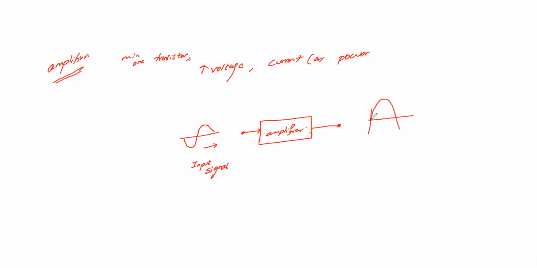When you apply an input signal with respect to the power supply, the amplifier will try to raise the voltage. This is your power supply passing through this amplifier, which raises the voltage, the power, and your current as well. Simply, the amplifier means to increase the size, to magnify an input signal. It is nothing but an enlarged version of your input, giving the output voltage.